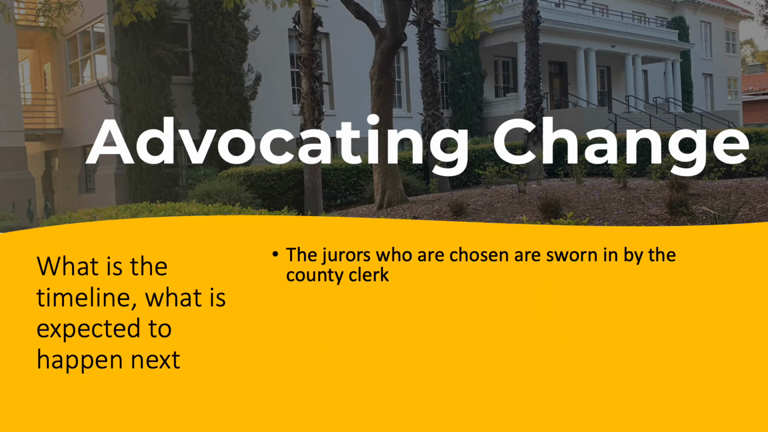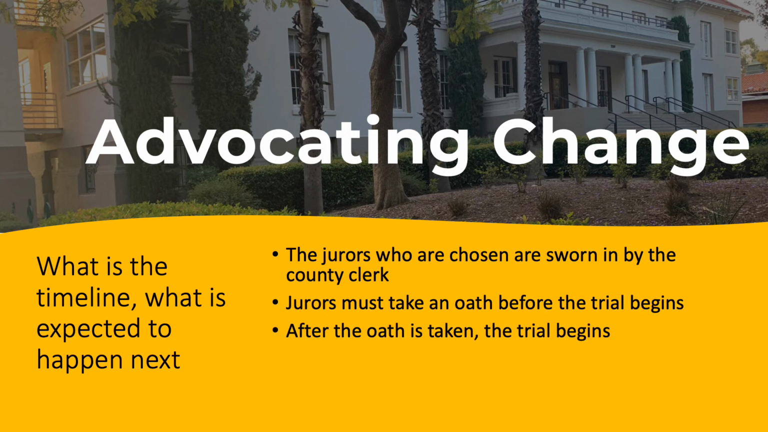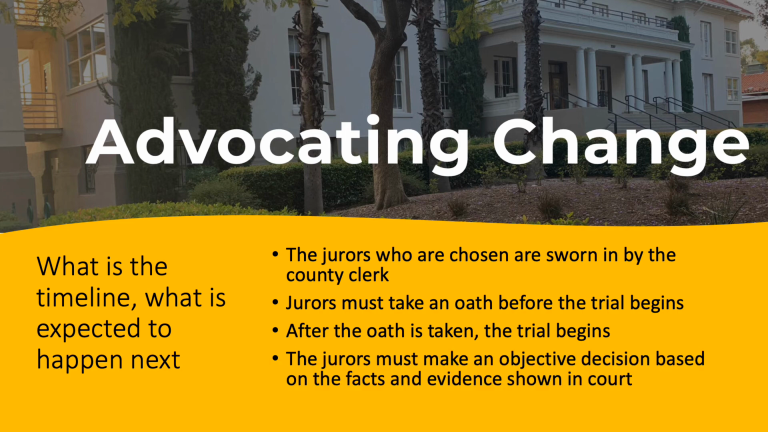After both parties have come to an agreement and chosen a jury, the jurors are sworn in by the county clerk. Before the trial begins, the jurors must take an oath. They are asked the following statement: do you and each of you understand and agree that you will well and truly try the matters now pending before this court, and a true verdict render according only to the evidence presented to you and to the instructions of court? After the oath is taken, the trial begins and witnesses and evidence are shown in court. It is then up to the jury to come to an objective decision only based on the facts heard.